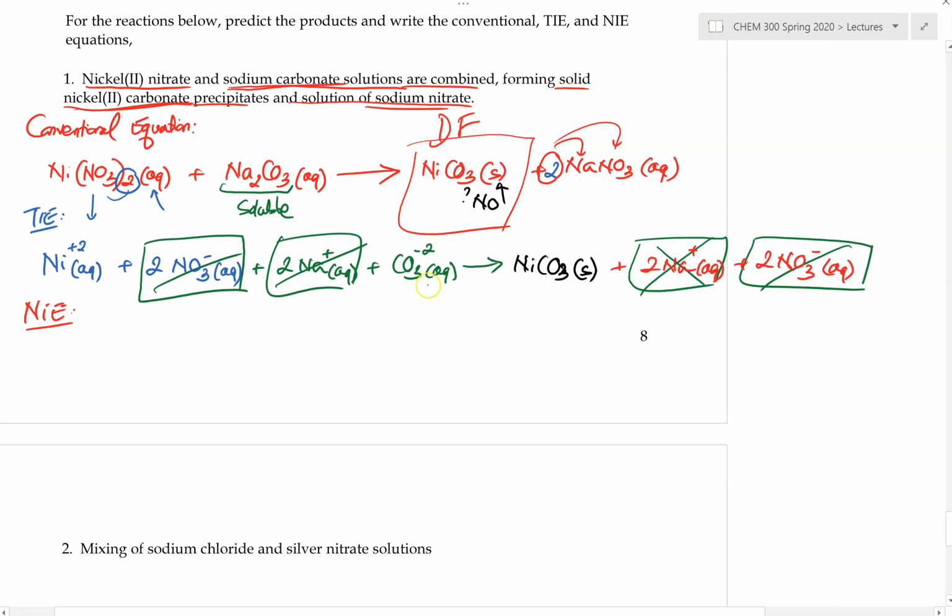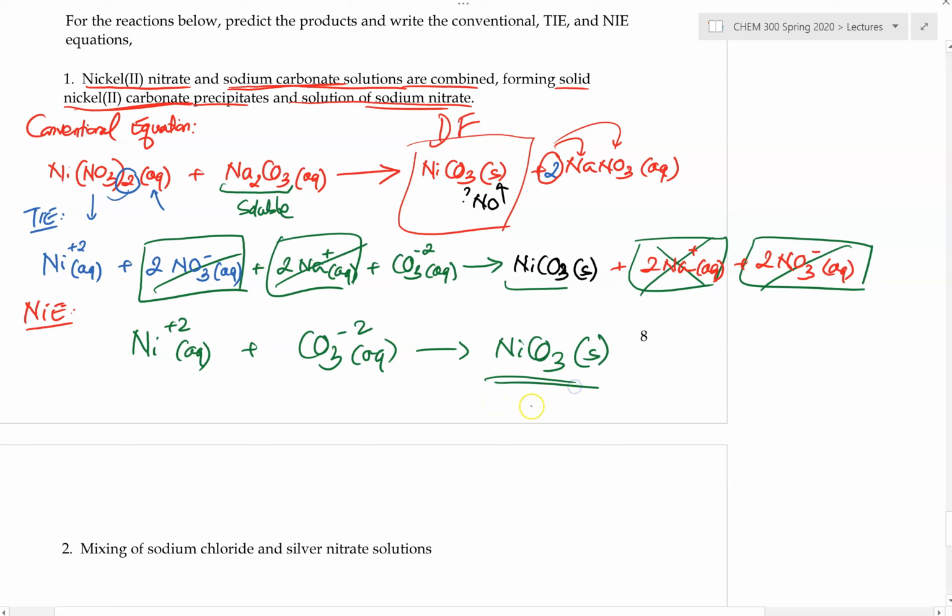The nickel and the carbonate are together, so they are not the same thing on both sides, right? Therefore, they would not be our spectator ions. So what we are left with is nickel +2 aqueous combining with carbonate -2 aqueous, producing nickel carbonate solid. That will be our NIE. And again, this is the driving force. The ions that make up this driving force are what is left behind in the NIE.